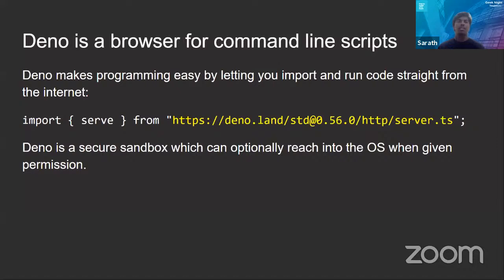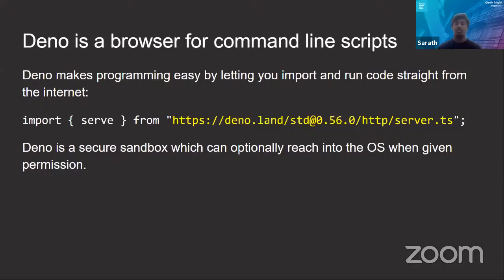And Deno is a browser for command line script, which means Deno makes programming easy by letting you import and run code straight from the internet. We may think, why? We can import a script directly from the internet. Many of us think it's quite dangerous. We don't know exactly what comes from the internet.